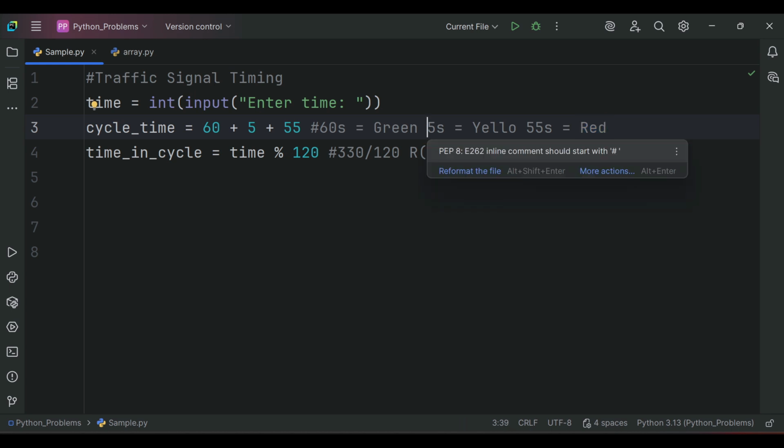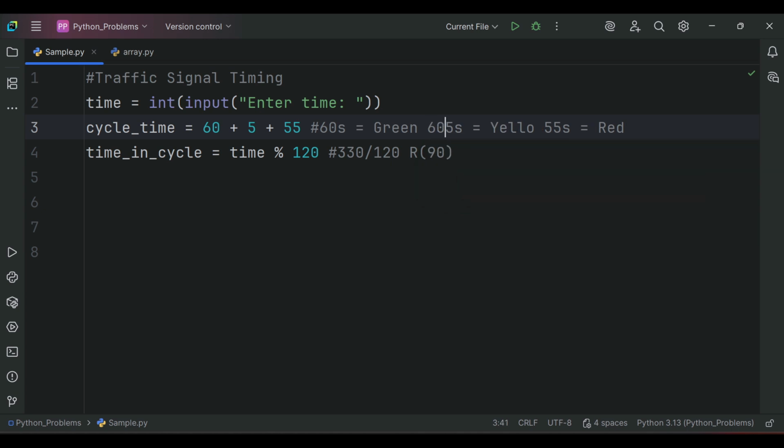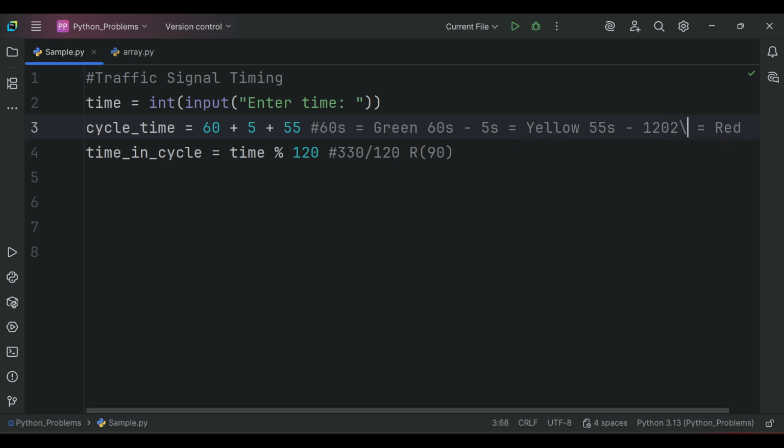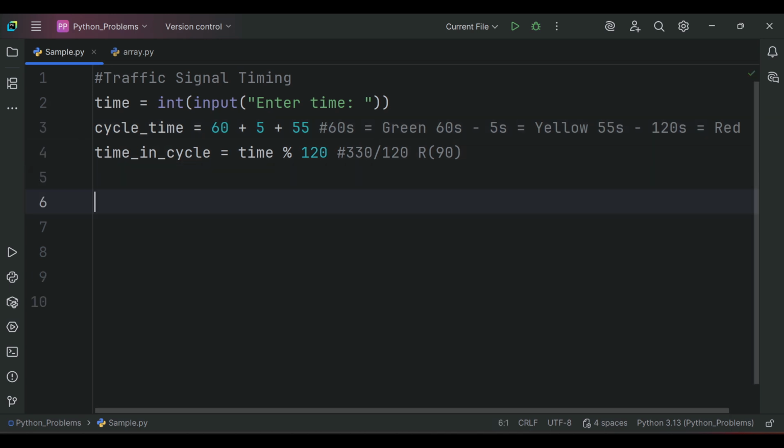Suppose 60 to 65, 60 seconds to 65 seconds, yellow light will be on. 55 seconds to 120 seconds, red light will be on. This is the program, friends. Let's see the output.